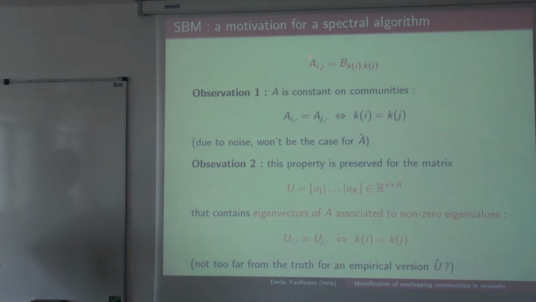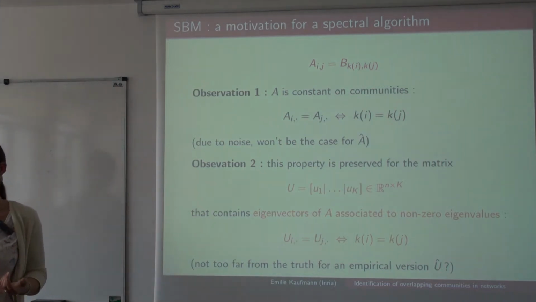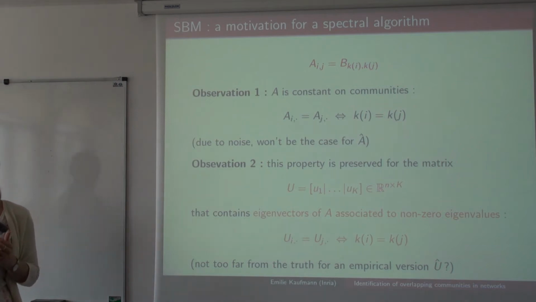So if we look at the form of the adjacency matrix, a first simple observation is the fact that two nodes that are in the same community are going to have the same row in the adjacency matrix. More specifically, we have the following equivalence. So if you give me the expected adjacency matrix, I just look at the rows to group the nodes in communities.